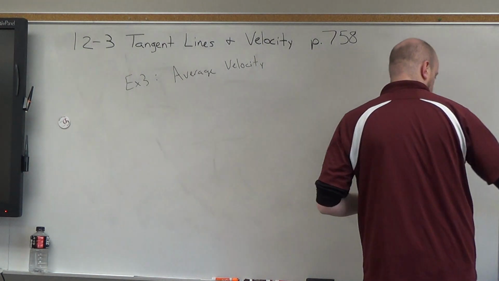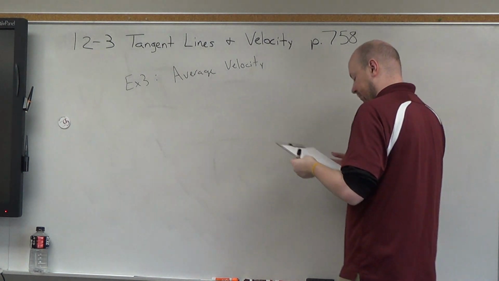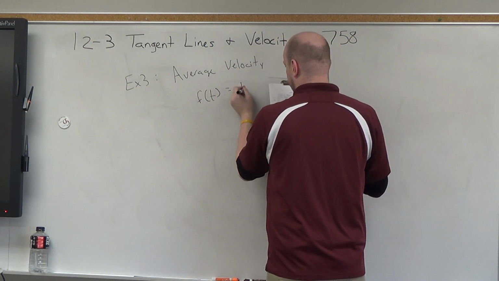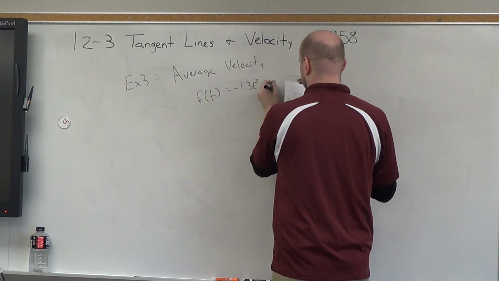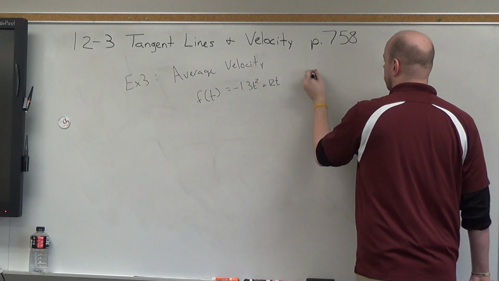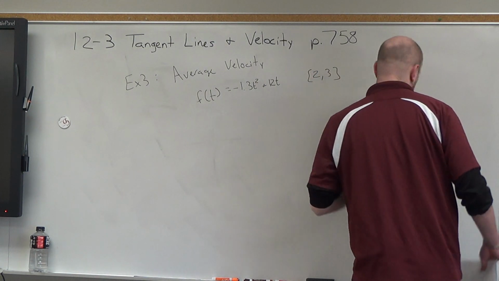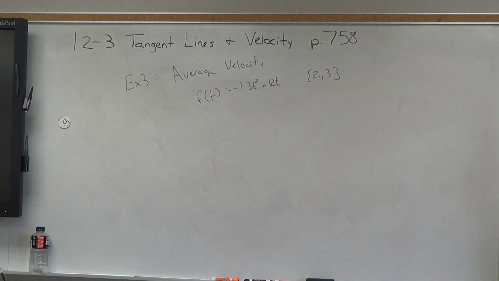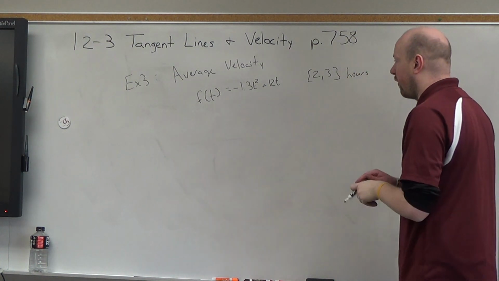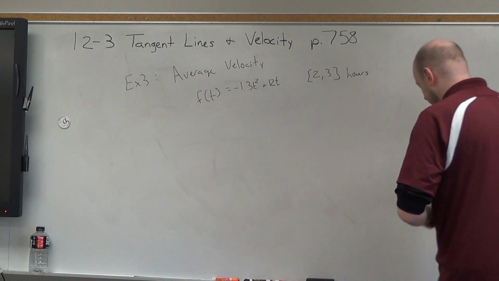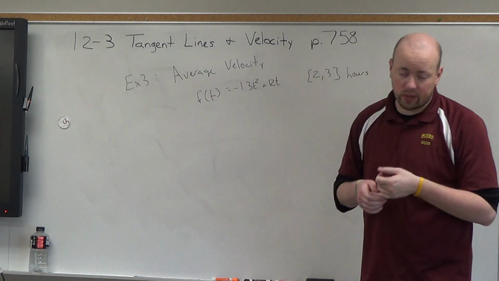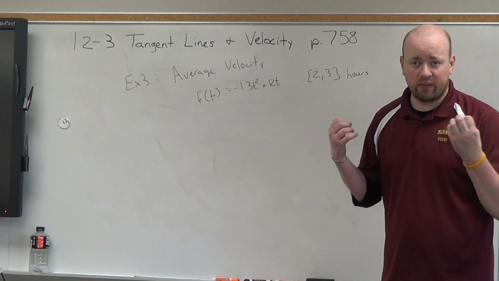So say we're given an equation like f of t equals negative 1.3 t squared plus 12t for a runner, and they want to know between 2 and 3, 2 and 3 hours, just how far did they go, or what was their average speed during that time? Again, the big thing to notice is the average velocity. The reason I can tell it's average velocity is because we're given 2 points.